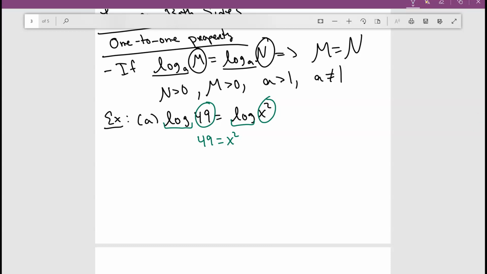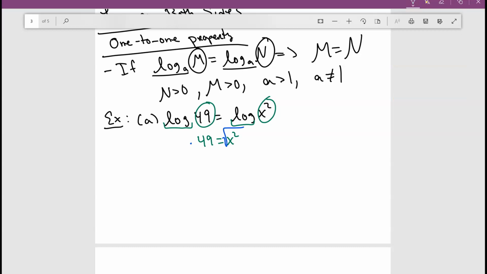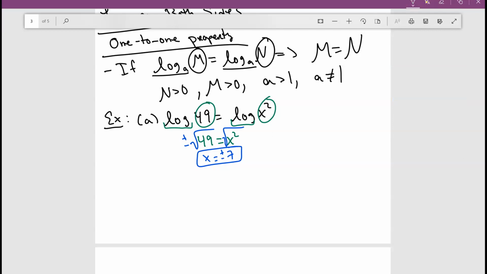So now all we got to do is just take the square root to both sides. So when I add a square root, I also add plus or minus. So x is going to be equal to plus or minus 7. And they're both solutions. You can check them. Okay. Let's try a couple more.